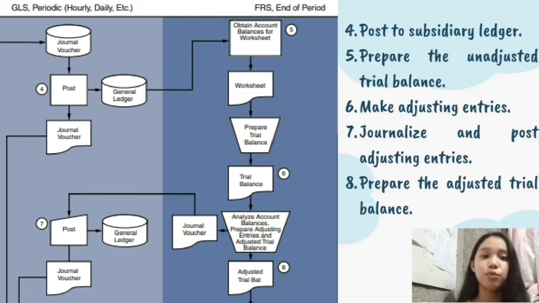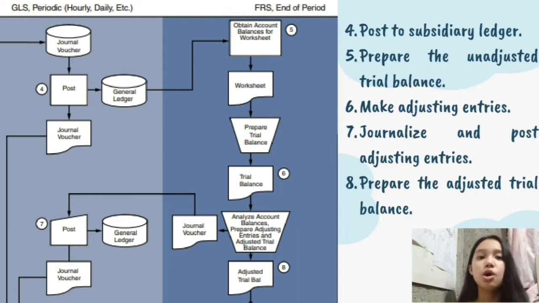In this step, we will also check if we have unrecorded transactions during the period. For instance, we will record depreciation of equipment. Then, we will journalize and post adjusting entries. It will also be the same process na ipo-post natin yung adjusting entries sa appropriate accounts in general ledger.